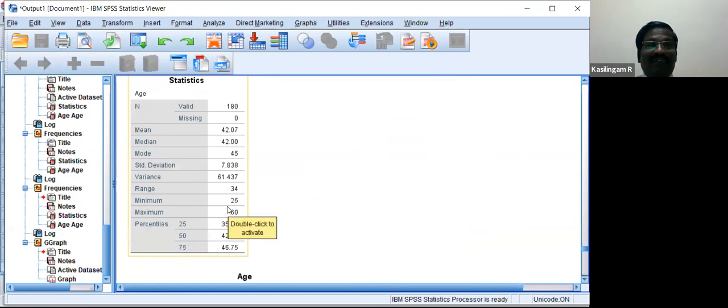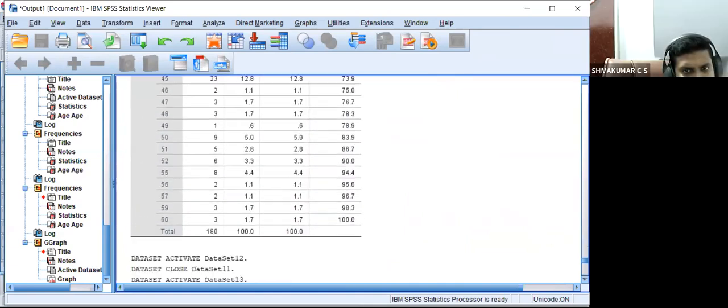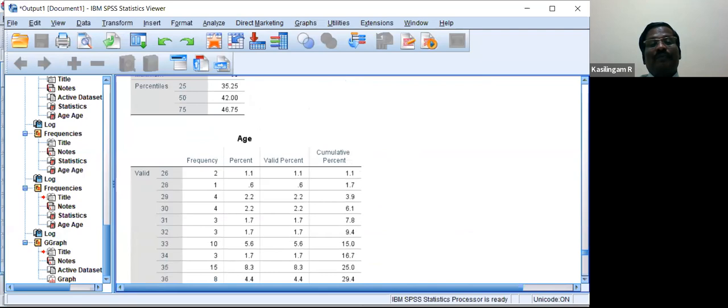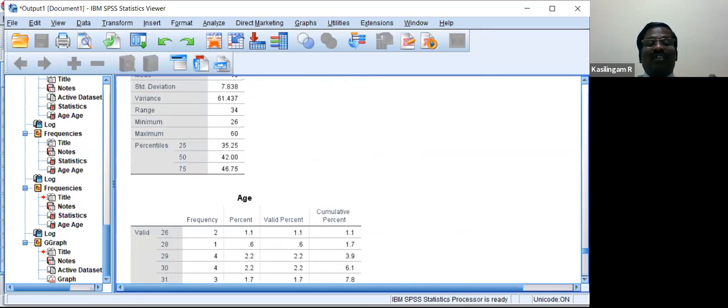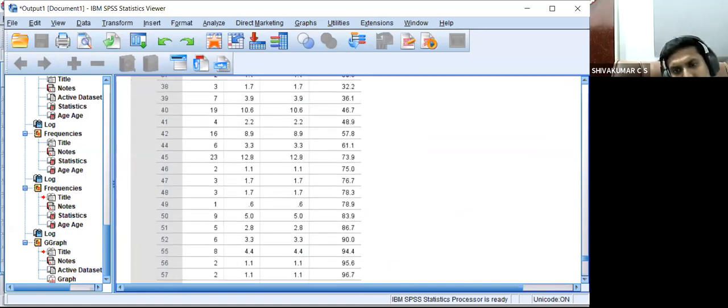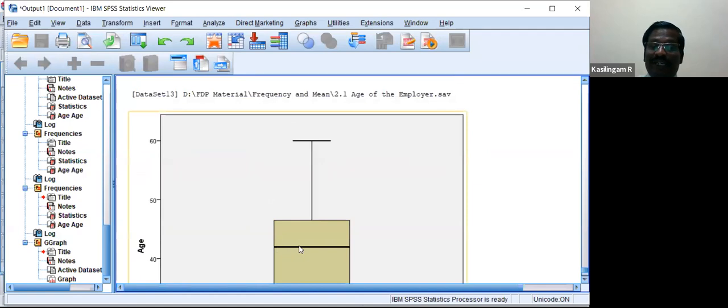The bottom whisker, the tail, represents the minimum value. This is otherwise called a whisker plot or box plot. Then the upper line is 60. Now we have some more: the first quartile is 35.25, the median is 42, the third quartile is 46. Now you can see that 42 is the median, otherwise the second quartile.